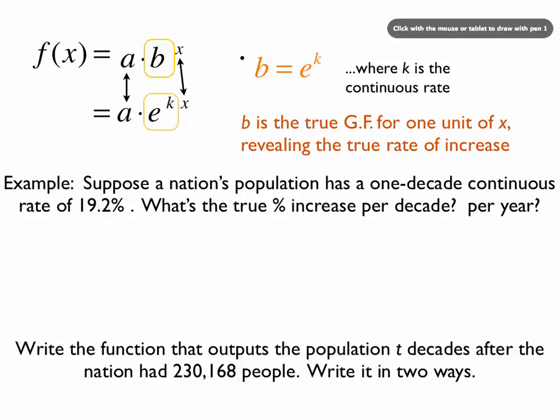Here's the key. B is the true growth factor for 1 unit of x, revealing the true rate of increase. That's the key. If you understand that, then if you want the true percent increase per decade, you're going to get that value of B.